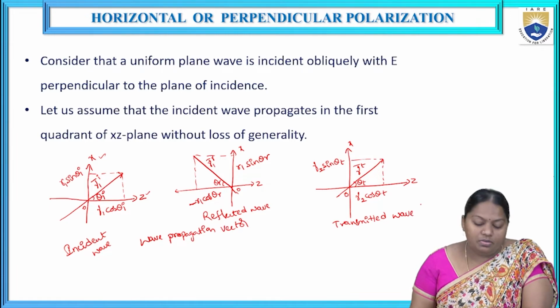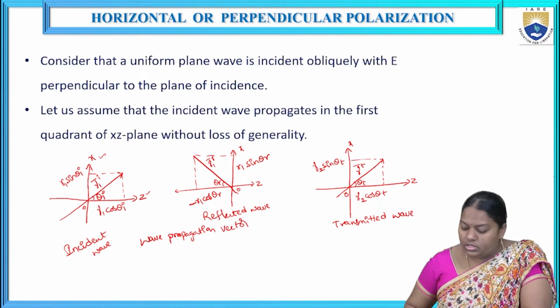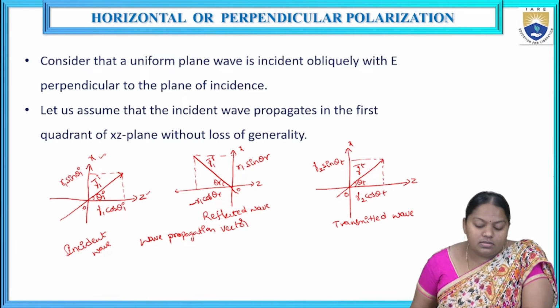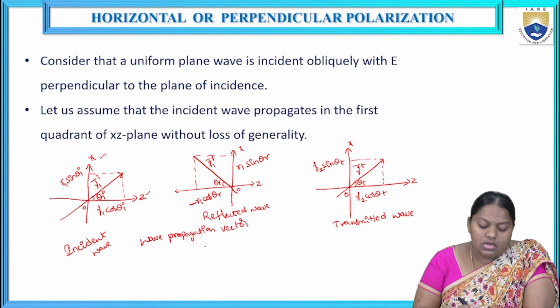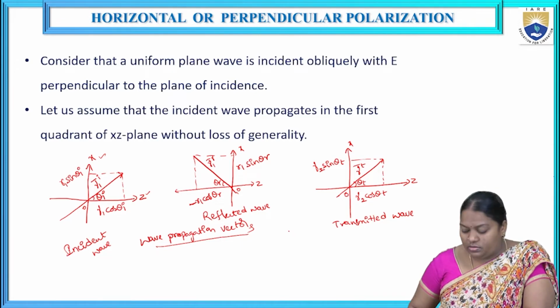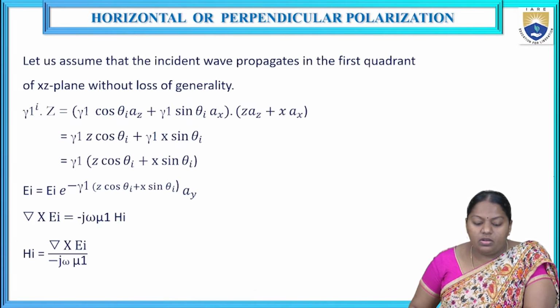Depending upon these three, we are going to write the propagation vectors. Then we will substitute gamma and z values in the place of magnitude and direction. Finally, we will simplify the equation for the transmission coefficient and reflection coefficient of oblique incidence with perpendicular polarization. I think you understood how we have drawn these wave propagation vectors for the incident, reflected and transmitted waves. Okay, from these three we will proceed.